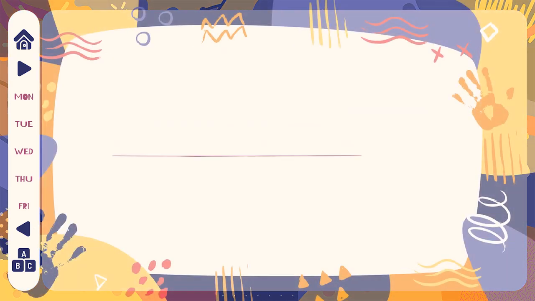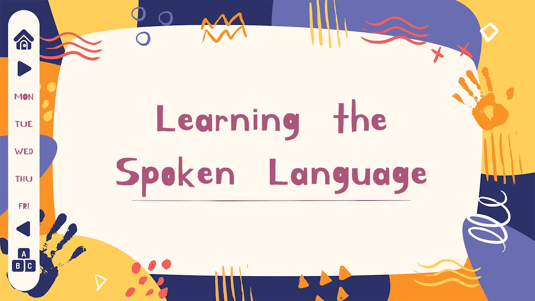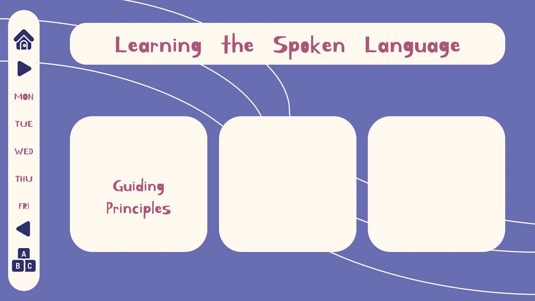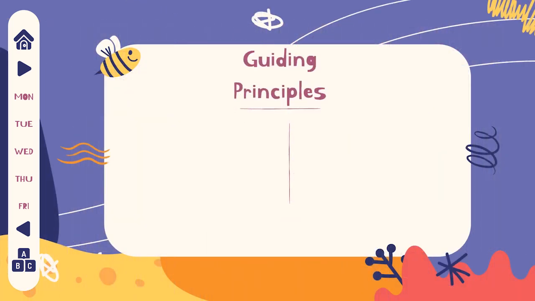Hello, in this part, we will talk about learning spoken language. Learning spoken language is divided into 9 parts, but in my part I will tell you about the first to third parts. The first part is guiding principles, the second is discourse and discourse events, and the third is meaning first. So we are going to the first part of learning spoken language, guiding principles. Let's go.